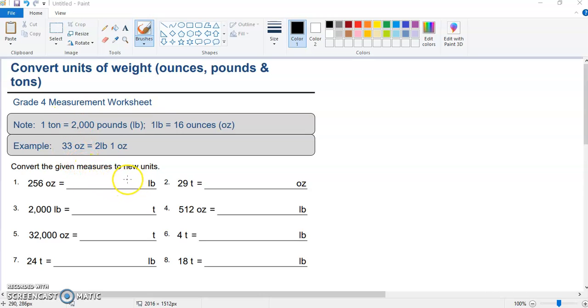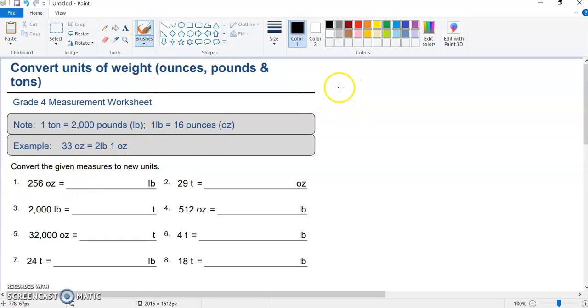But there's ways to convert back and forth between each. So let's look at these and see how we go from ounces to pounds, or pounds to tons, or tons to pounds, and so on. So let's see here. We know that for every 1 ton, that's the same thing as 2,000 pounds. And for every 1 pound, that's 16 ounces. So let's look at the first one.